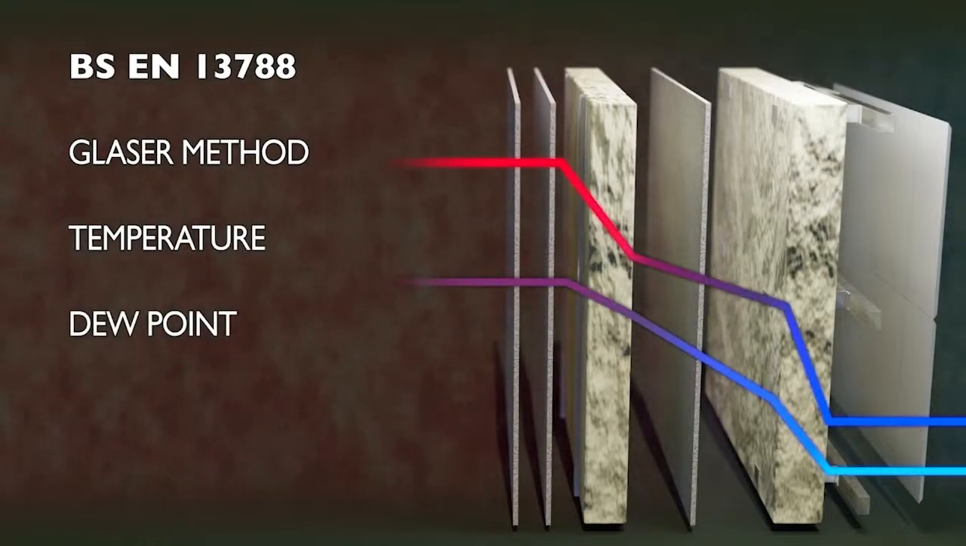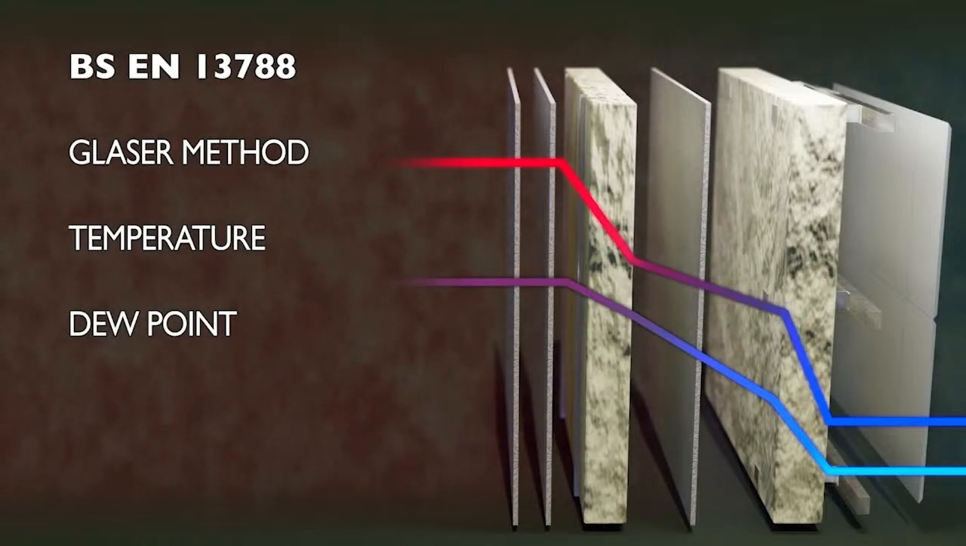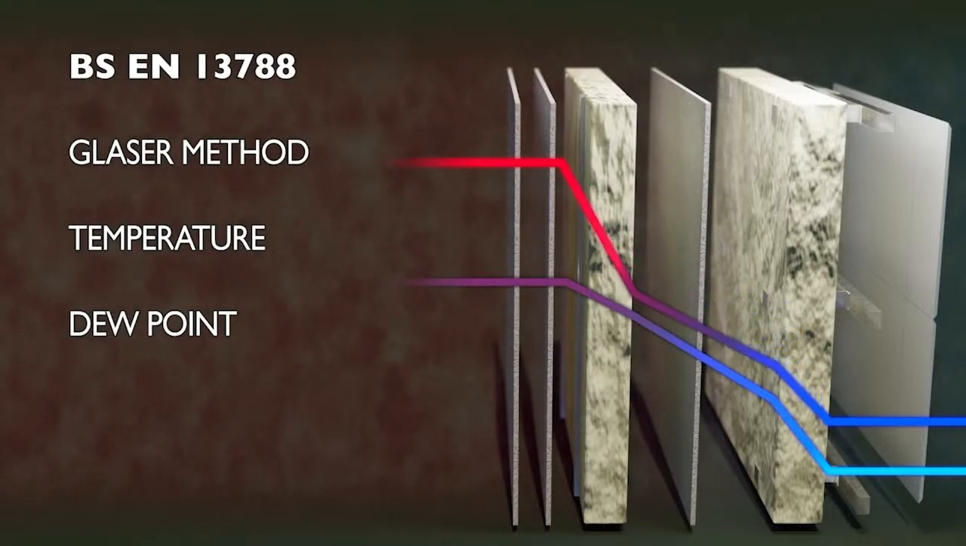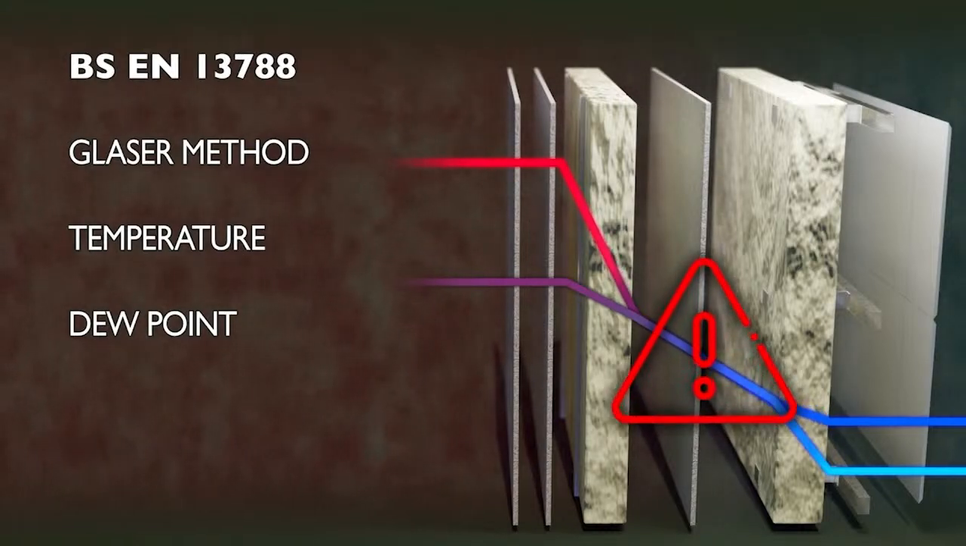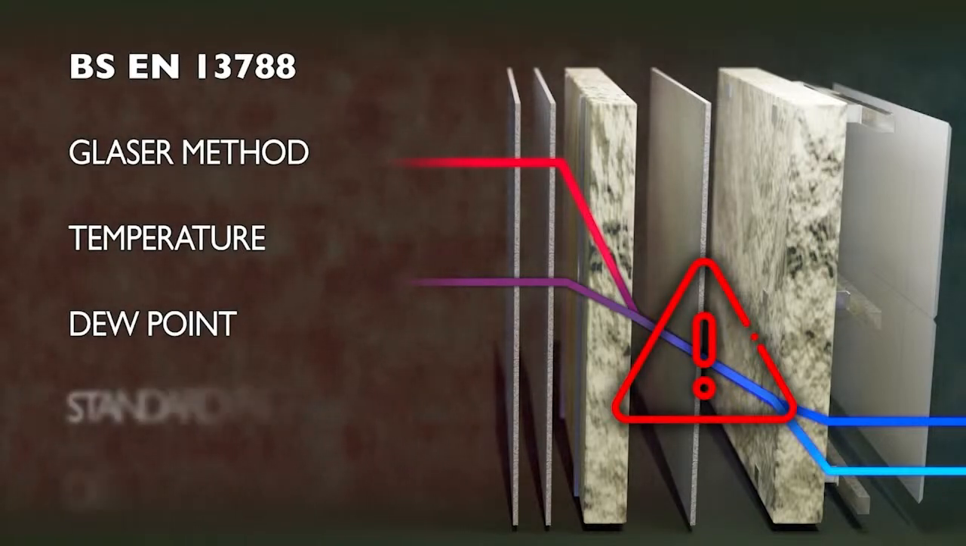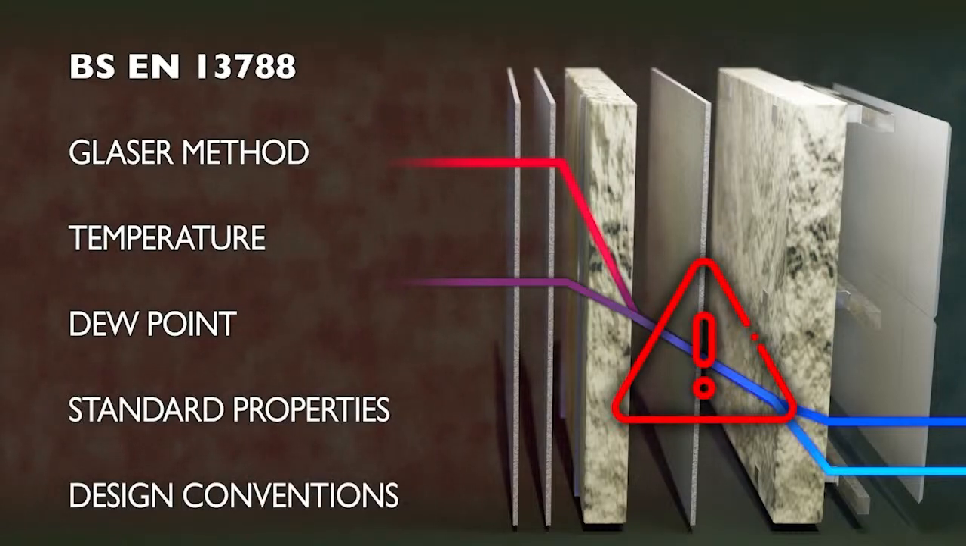As the moisture-laden air in a building cools, it loses its ability to retain moisture. If it cools to below its dew point, liquid condensation will occur at that point. The Glazer method gives a good approximation of this condensation risk in most situations, and does so via a simple and easy to interpret process. There's also a lot of standardized material properties and conventions to guide designers in their use.